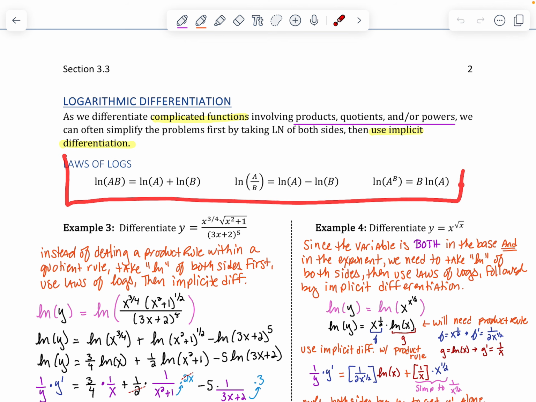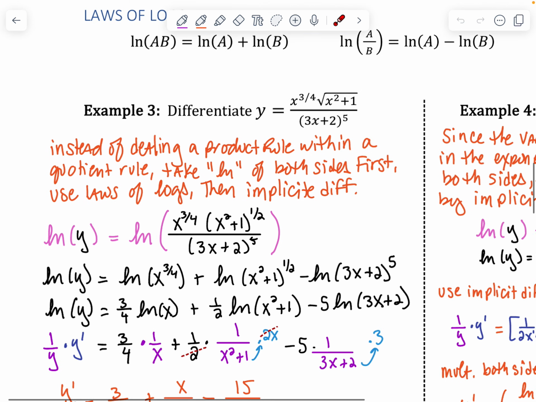So don't forget our three major laws of logs. Imagine I'm asked to differentiate this problem. Hopefully you recognize this one's crazy. You're going to have a product rule because I've got two pieces in the numerator. You're going to need a quotient rule because I have a numerator and a denominator. And then part of that numerator and all of that denominator, they're chain rules within themselves.